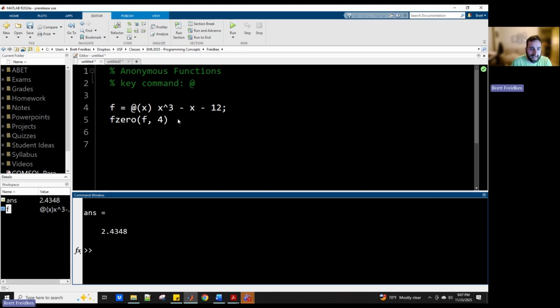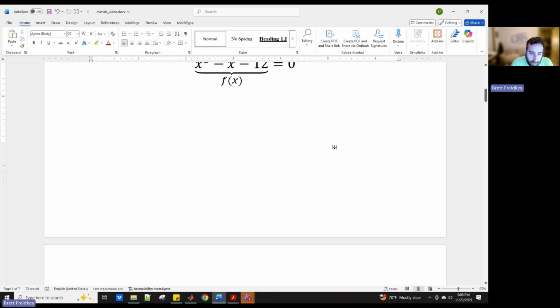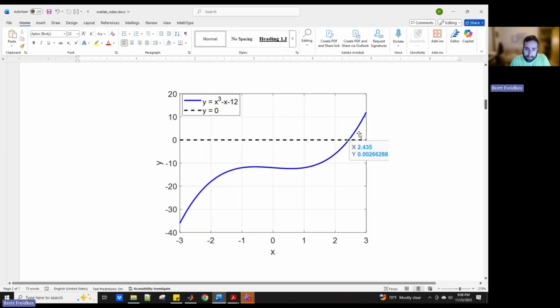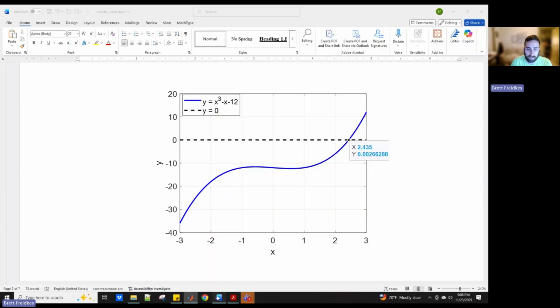Now, just to clarify, this is the root of the function, or the 0, the x-intercept, however you want to refer to it. And I plotted this earlier just to kind of show what this looks like. Here's this function x cubed minus x minus 12. And I plotted this horizontal line here that shows us when y is equal to 0. And I went over and tried to get near it, and we get 2.435. That's pretty close to 0. If we come back, we get 2.43. If we round it, it'd be 5. That's just from my cursor in my plot. But that's how we go ahead and use fzero to find that.